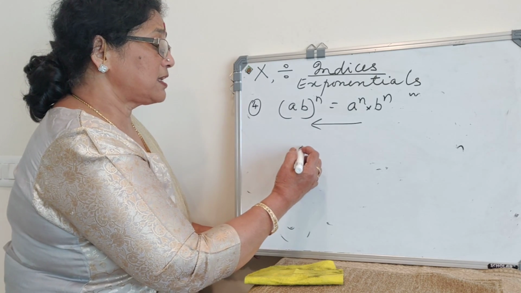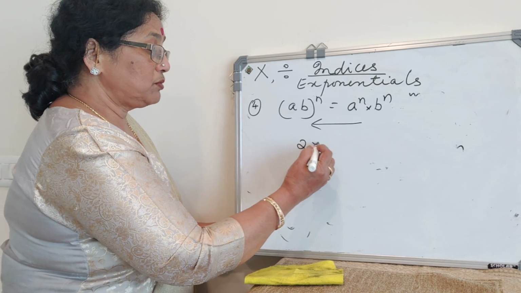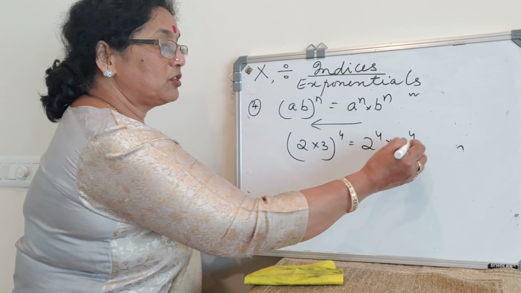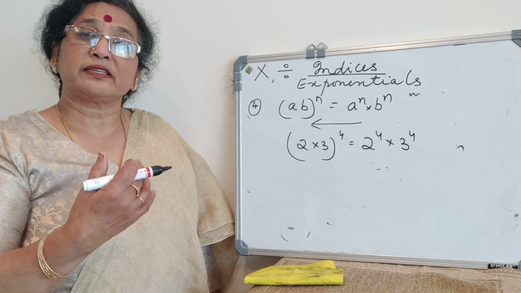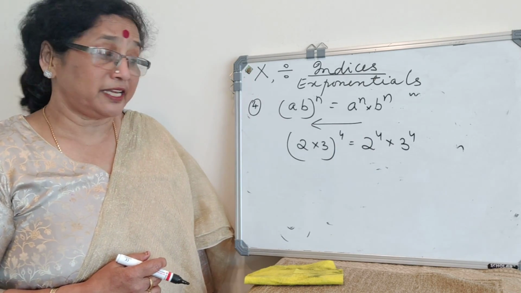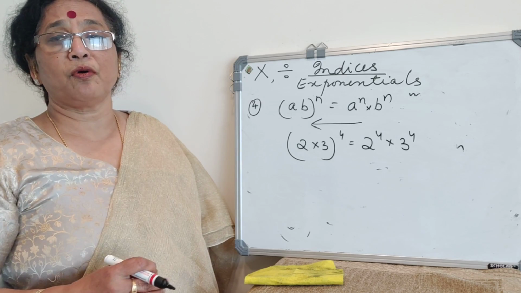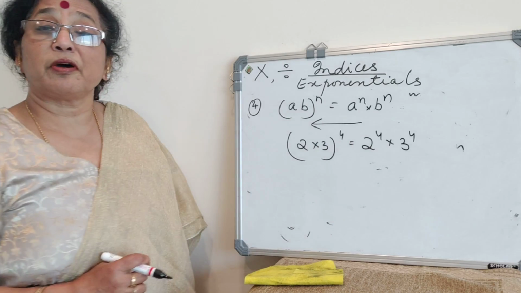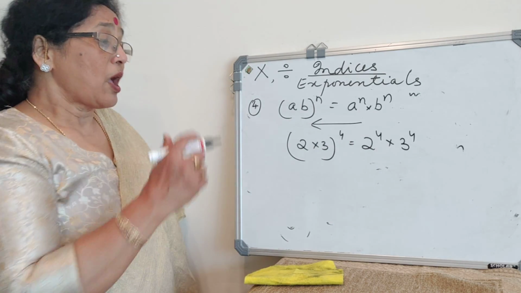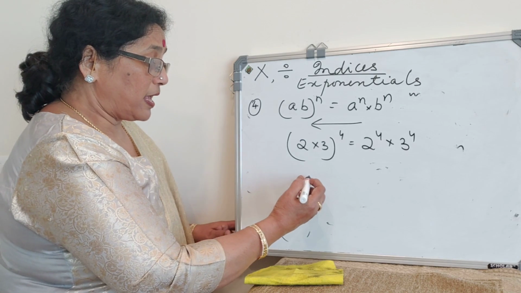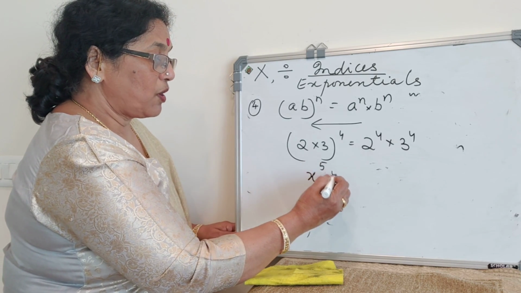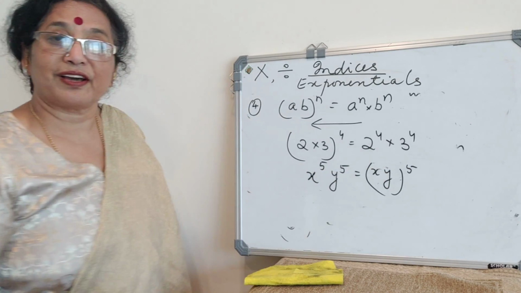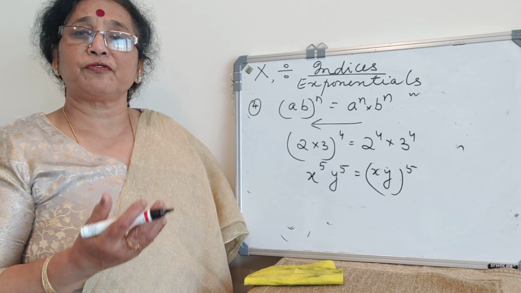If you have, for example, 2 into 3 to the power of 4, it means 2 to the power of 4 into 3 to the power of 4. That is 16 into 81, right? Or 6 to the power of 4, which is the same as 16 into 3 to the power of 4, which is 81. Also, let us say another one. If I have x^5 y^5, I can write this as xy to the power of 5. Both ways you have to know a formula.